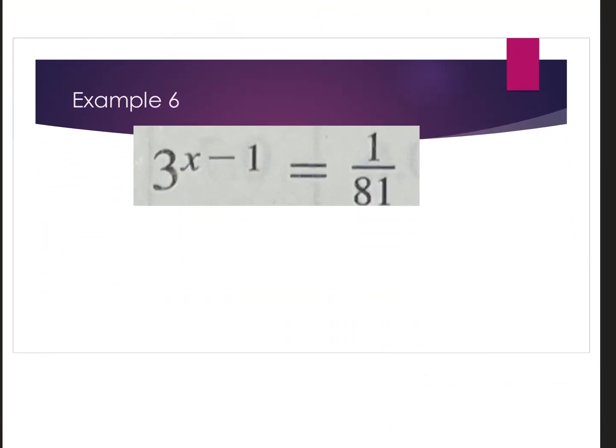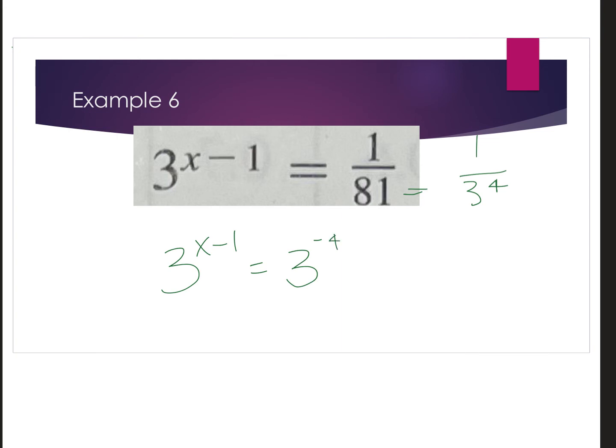All right, so let's try something like this. Again, I'm hoping that I can get these to be the same base, but we'll see. 81 is 3 to the 4th, but it's in the denominator. So let me rewrite this. This is going to be 3 to the x minus 1 equals 3 to the negative 4.